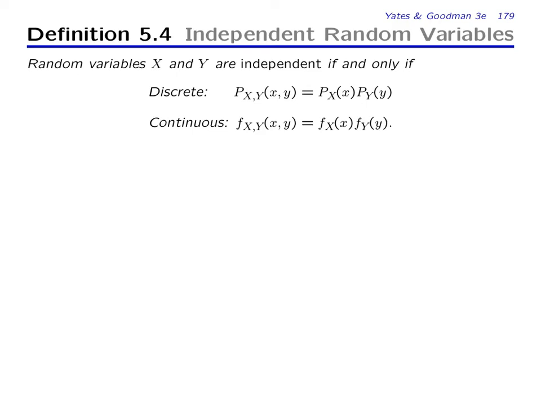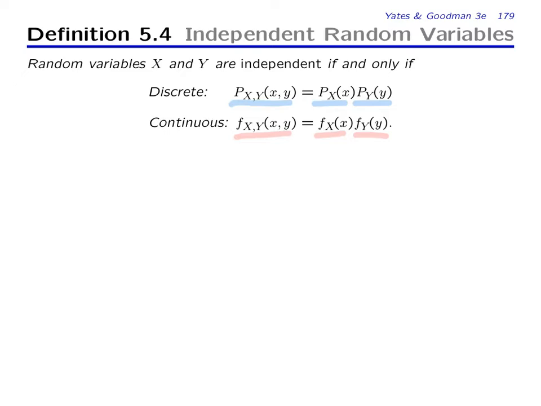Finally, we ended last class with a definition for random variables x and y independent. And in this case, we really had two definitions, one for the discrete case and one for the continuous case. In the discrete case, we had that the joint PMF factors into a product of marginal PMFs. And in the continuous case, we had essentially the same thing, that the joint PDF factors into the product of marginal PDFs. And this factorization in both cases has to be true not just for some x and some y, but it has to be true for every x and every y.